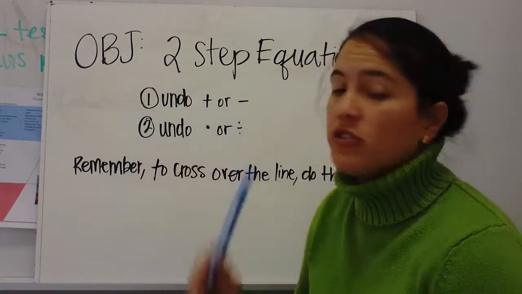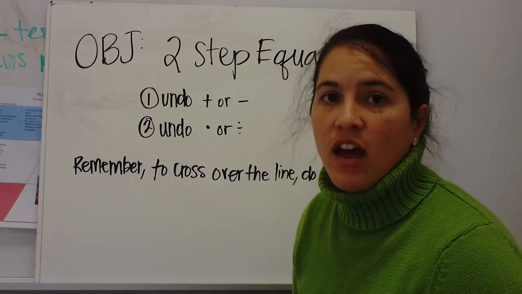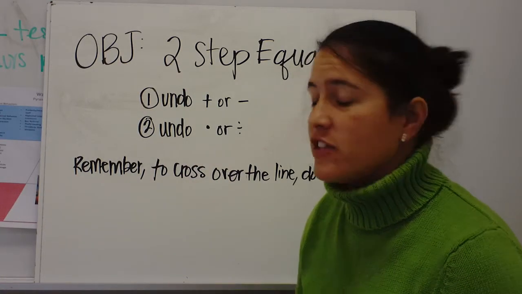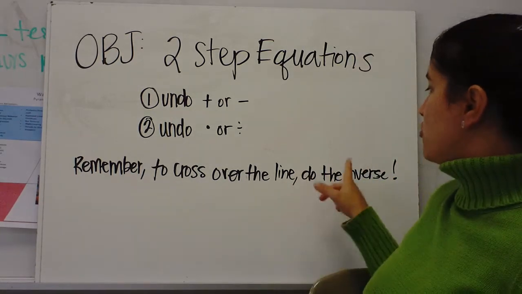The first rule is you undo your addition and subtraction. And the second rule is you undo your multiplication and division. It says remember, to cross over the line, you do the inverse.